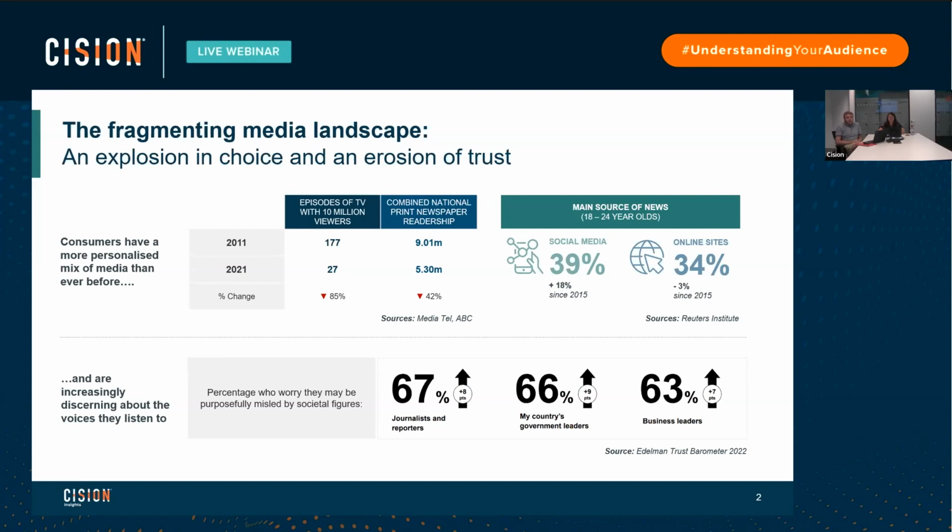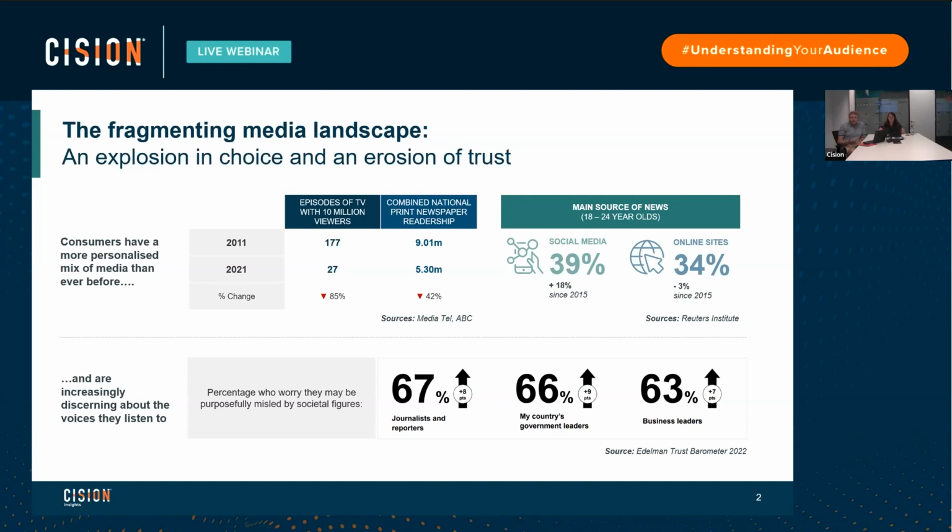Now, that obviously leads to a much more personalized mix of media than we've ever had before, but we've also noticed a real increase in how discerning audiences are about the content that they're consuming. So this bottom data here is from the Edelman Trust Barometer. And it's the percentage of people who worry that they may be purposefully misled by journalists, by politicians, and by business leaders as well.